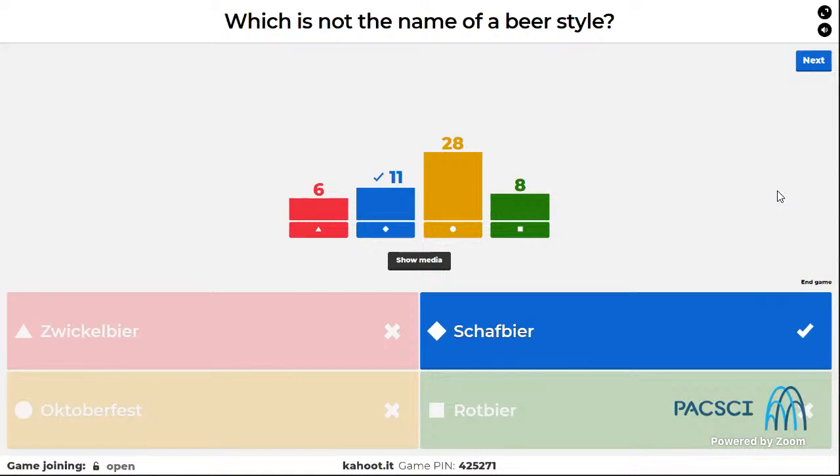The correct answer is Schaftsbier is not an actual style of beer. Oktoberfest is a beer style, but that did trick a lot of people.